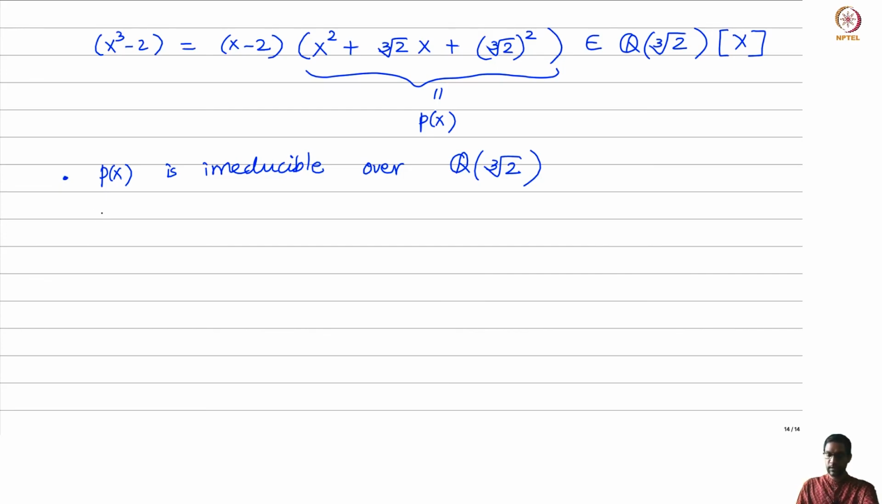So again, if not, then there exists a root of p in this field Q(cube root of 2). But clearly that can't happen, because the roots of p are the other two roots, cube root of 2 times omega and cube root of 2 times omega squared, and they all have imaginary parts. So the other two roots clearly don't belong to this subfield Q(cube root of 2). So that's clearly false.